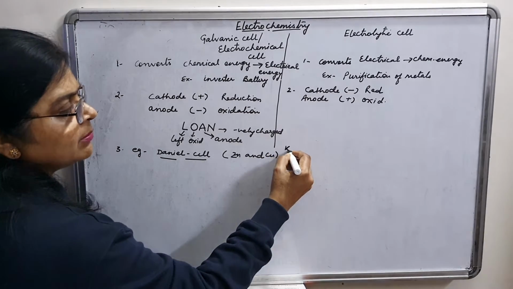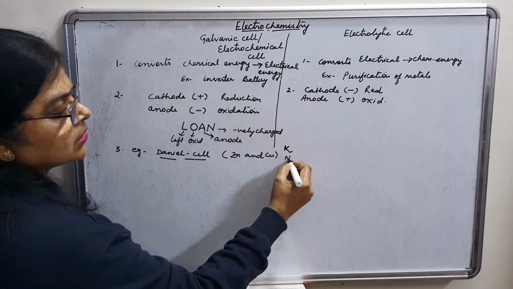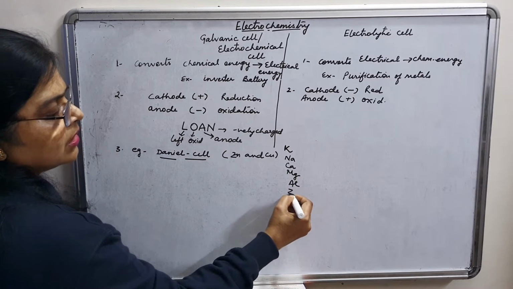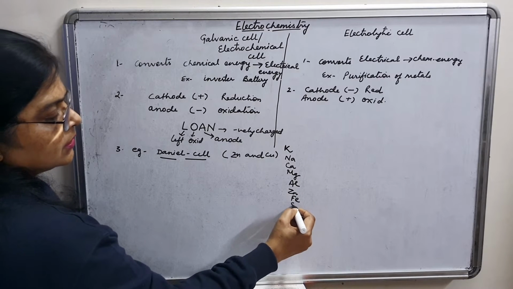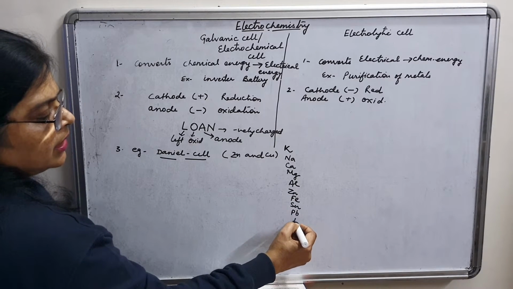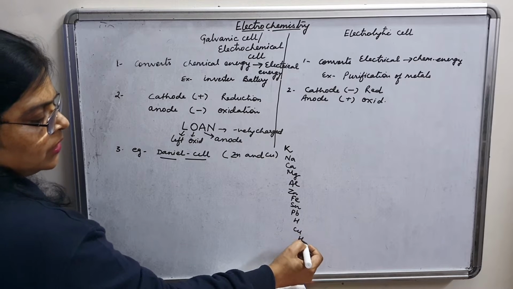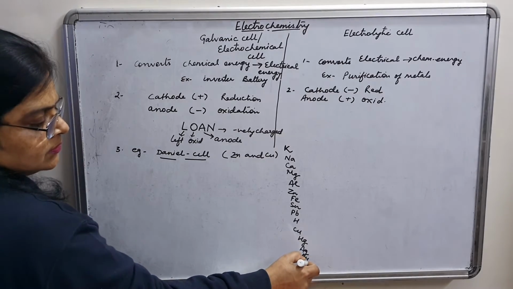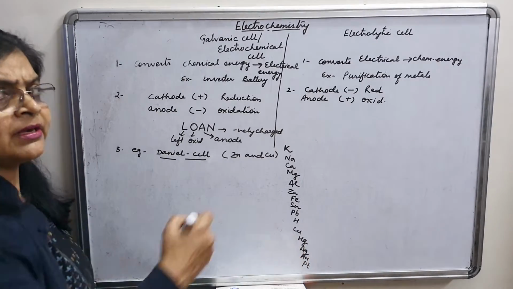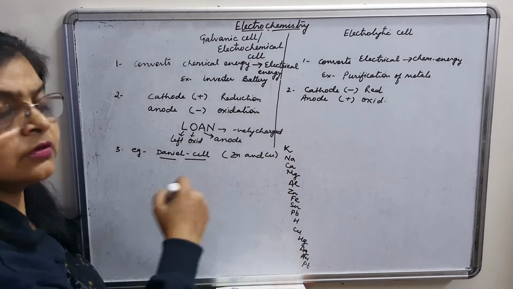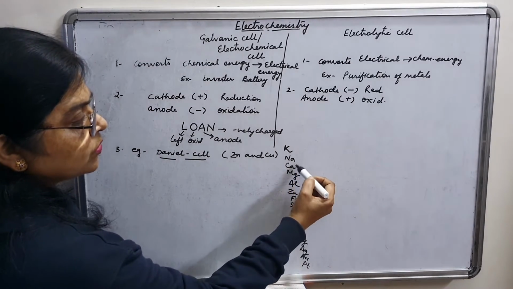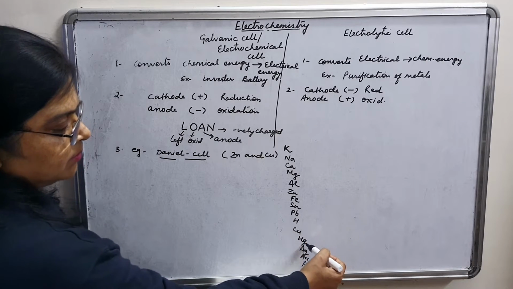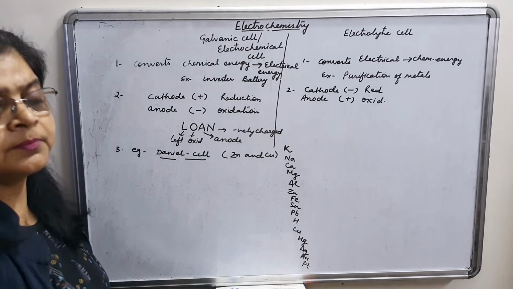In this way, some elements we learned with a Hindi mnemonic. Few metals we can learn with the help of this: potassium, sodium, calcium, magnesium, aluminium, zinc, iron, tin, lead, hydrogen, copper, mercury, silver, gold and platinum.